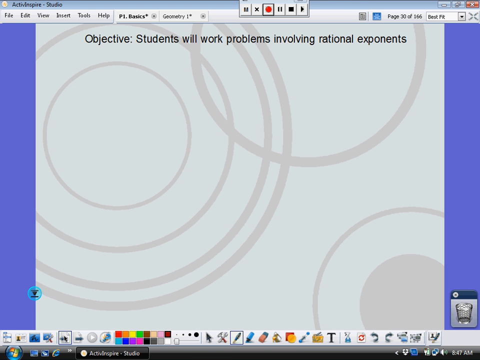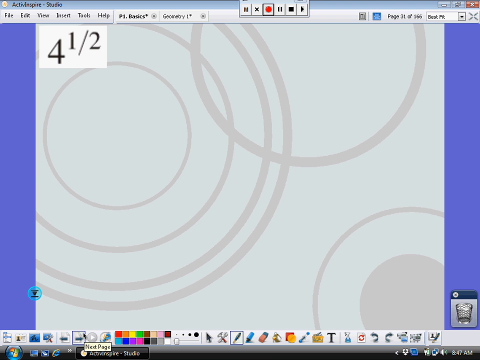Students will work problems involving rational exponents. Again, you might remember this from last year. That way I can just give you an introduction. You might get started on your next section of homework as well. 4 to the 1/2 power. We know 4 to the first.